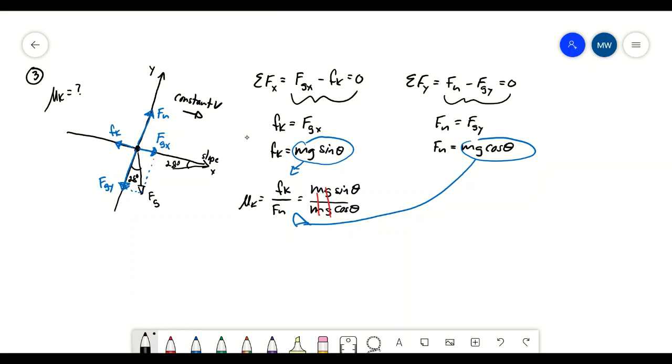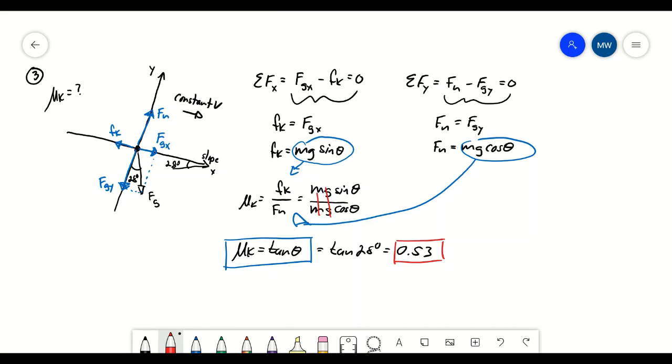In fact, what does sine over cosine give us? Let's say you didn't remember. You could still do this problem because the only piece of information we have is the angle. But if you did remember, sine over cosine is tangent. And so look at how this equation simplifies. Tangent of my angle will give me the coefficient of kinetic friction. So tangent of 28 degrees means that we have 0.53 for our sticky late season snow.